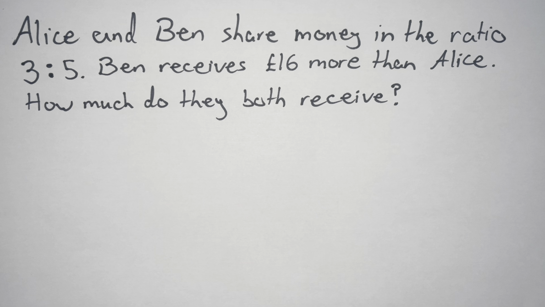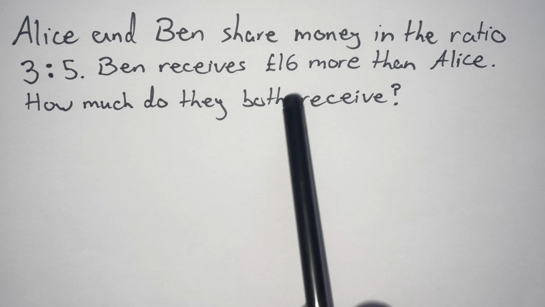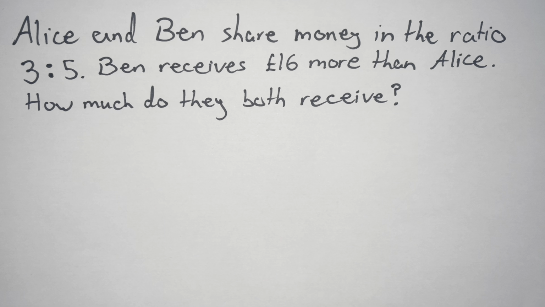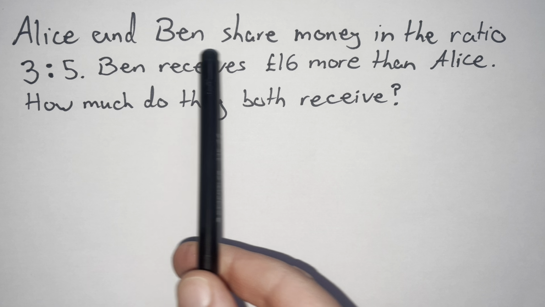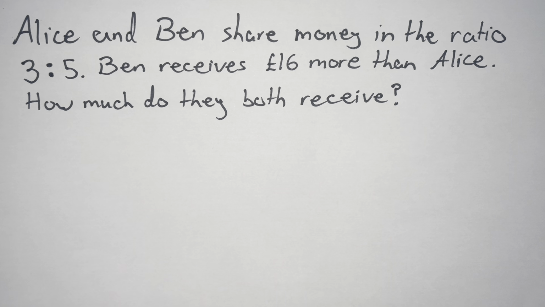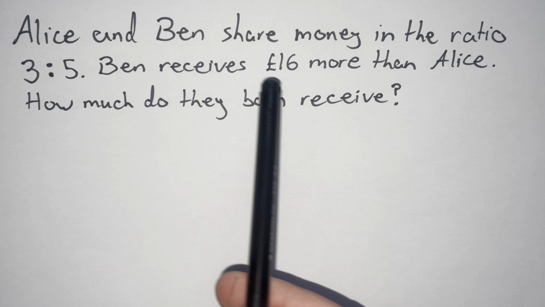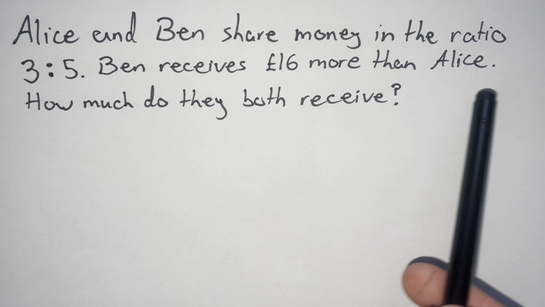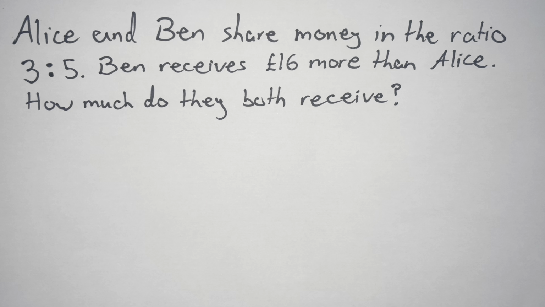In this video we're going to look at how we can share in a ratio where we know the difference between the two shares but we don't know the total. So we're told in this question that Alice and Ben share money in the ratio 3:5. Ben receives £16 more than Alice. How much do they both receive?